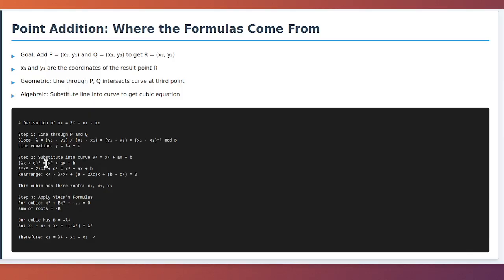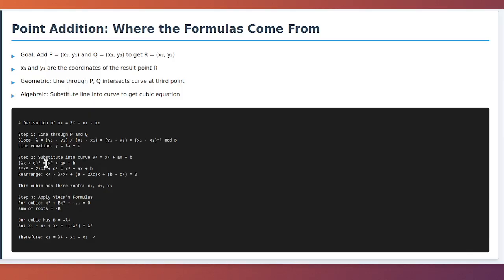The geometric interpretation over real numbers is beautiful. Draw a line through P and Q, find where it intersects the curve a third time, then reflect that point over the x-axis. But over finite fields, we can't draw anything, we need algebra. Here's how we derive the formulas. The line through P and Q has equation y equals lambda x plus c, where lambda is the slope. The slope is rise over run.